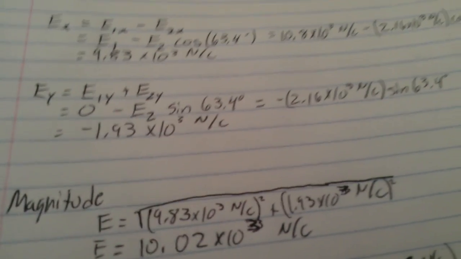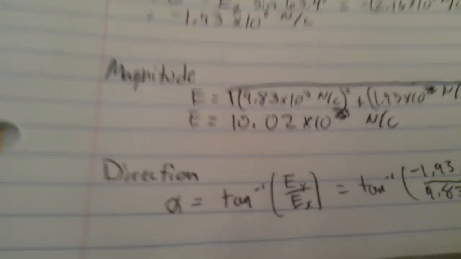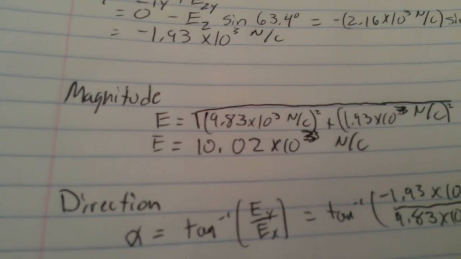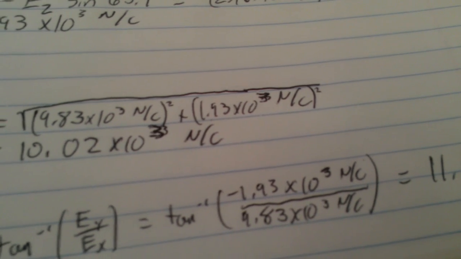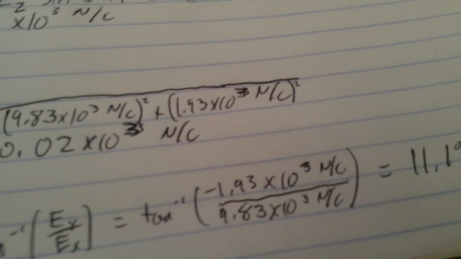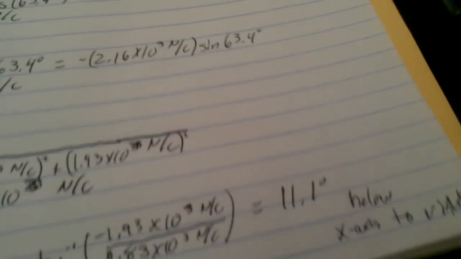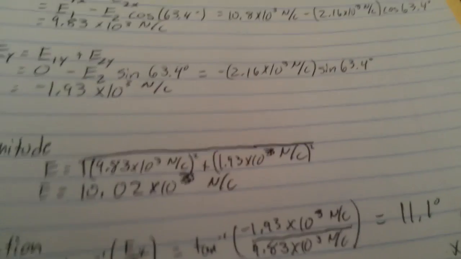And then the last part that we need for the question is the direction. And we already used theta, so we'll have alpha equals the inverse tangent of the y component over the x component. And you can just see that from the triangle. So you plug that in. Ey is negative 1.93 times 10 to the third newtons per coulomb, and Ex is 9.83 times 10 to the third newtons per coulomb. Plug that in, you'll get 11.1 degrees, and that is below the x-axis and to the right. So that's it. It's a pretty simple problem.